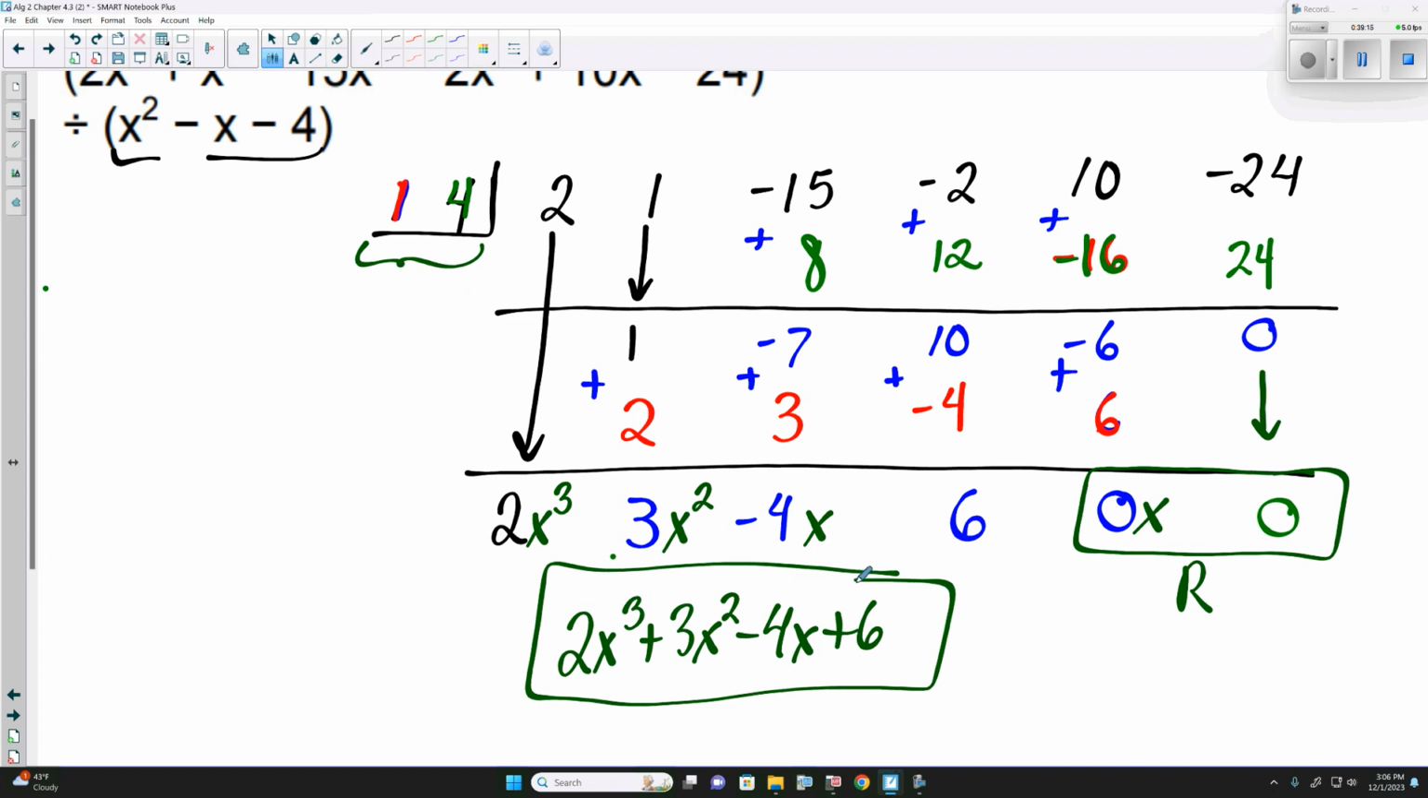So that there is our final answer. Now, if we did have a remainder, we would just add it in as 0x plus 0 over what we started with. But again, the reason I showed you this was because I wanted to show you that it is possible to do synthetic division when we divide by something bigger than a linear expression, something bigger than having a degree of 1. But it might be easier to just do this with long division than it would be to do it with synthetic. But it's up to you. Either way works.